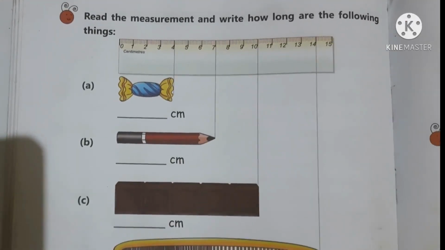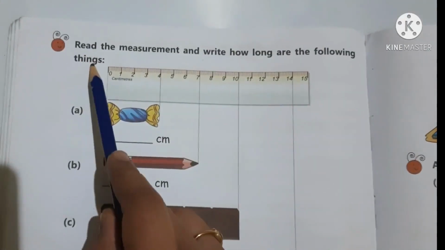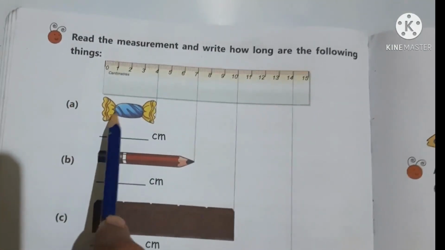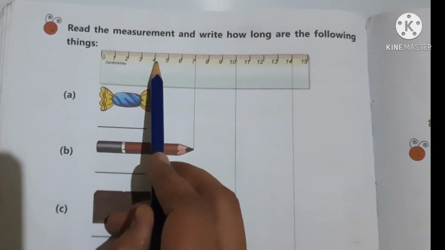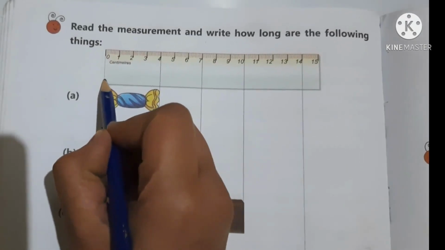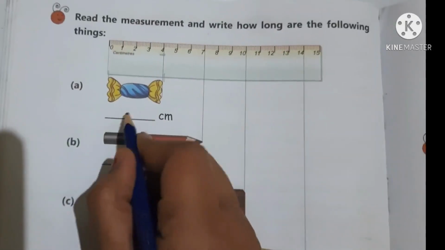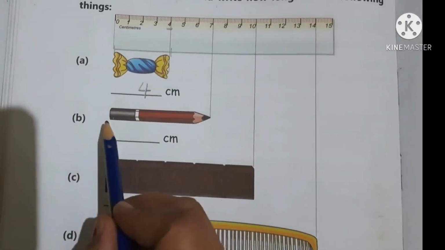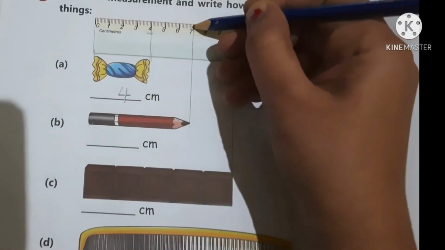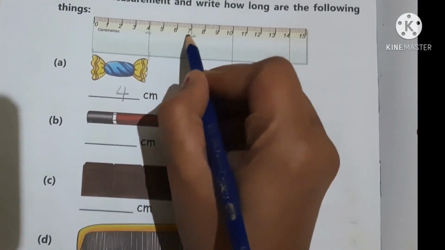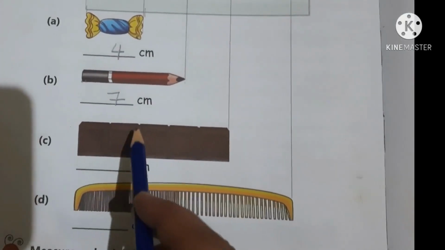Children, in page number 98, the question is: read the measurement and write how long are the following things. Using a ruler, we have to measure the given object. First one is chocolate. From here to here, the length of this chocolate is 4 centimeters. Now, let us see pencil. From this end to this end, you have to see the line. See this end, a line is given and the number on the line is 7. So the length of this pencil is 7 centimeters. In the same way, complete remaining 2.